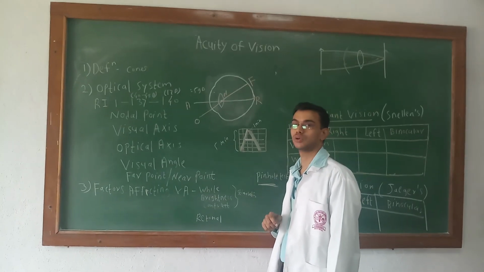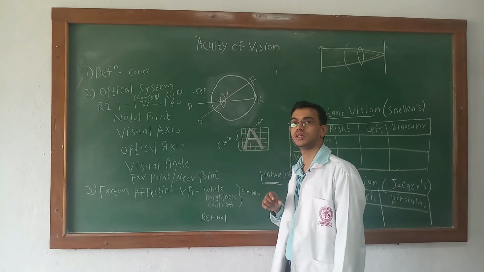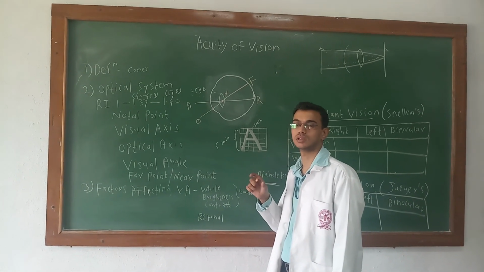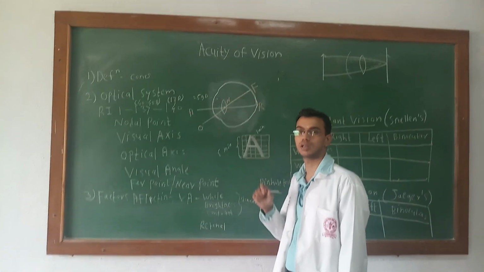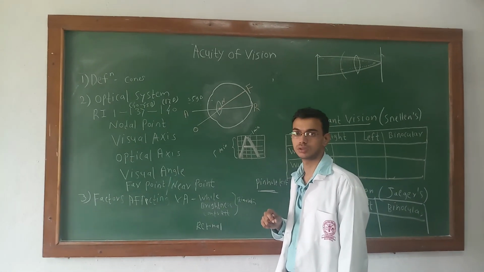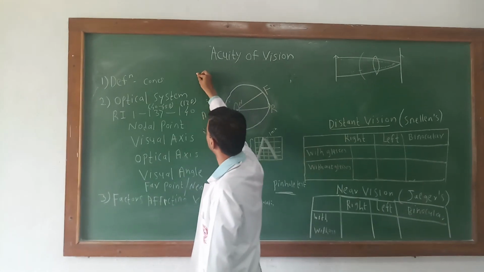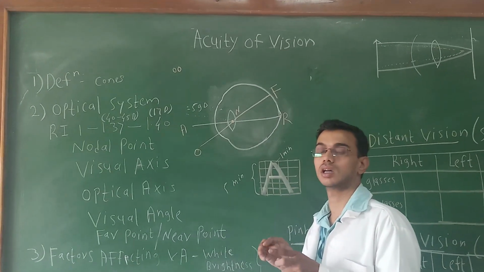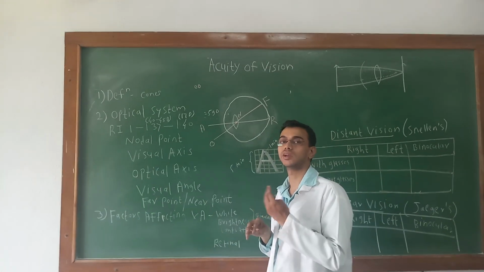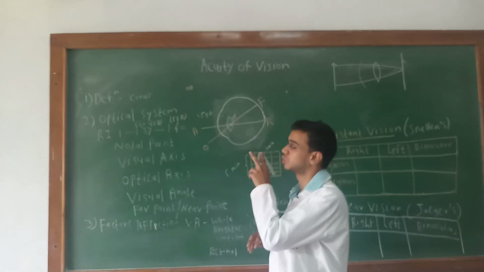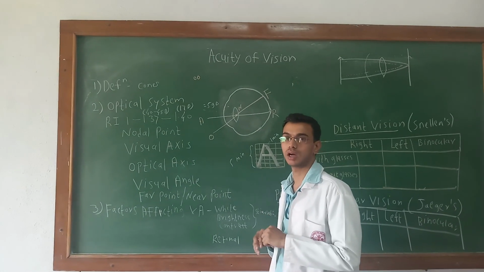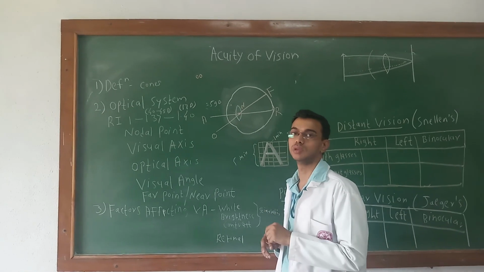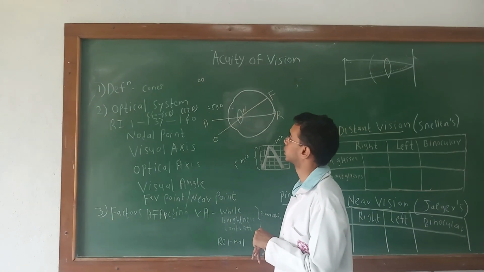Now, what is meant by acuity of vision? It is nothing but the ability of the human eye to distinguish or identify two separate objects as two when they are placed at a minimal separable distance. Suppose, for example, these are the two objects. You can see that they are placed at a minimum separable distance, and you can identify them as two. That is called acuity of vision.